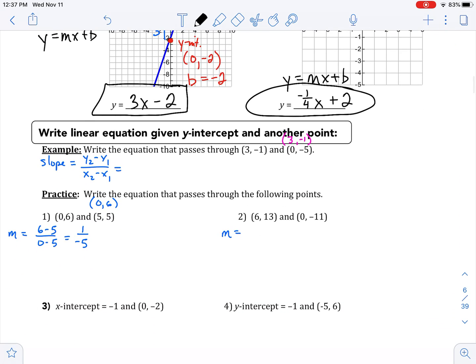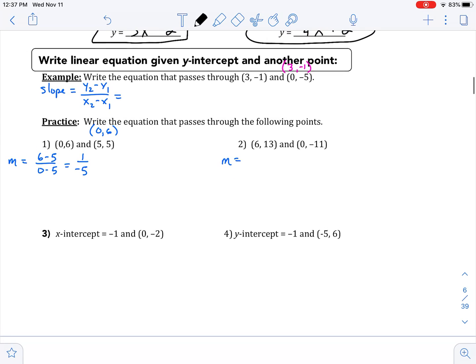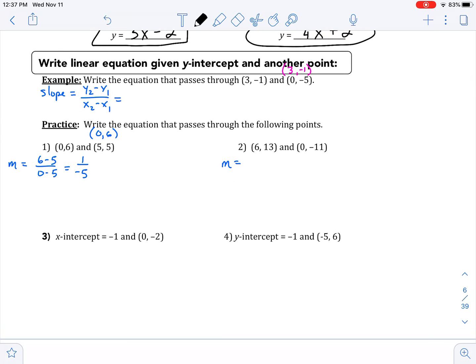All right. Sometimes they don't give you a picture. Sometimes they give you 2 ordered pairs. Every now and then, we're lucky enough that, as we read this, sometimes they give you a y-intercept as one point, and then they give you this other point that we have to deal with.